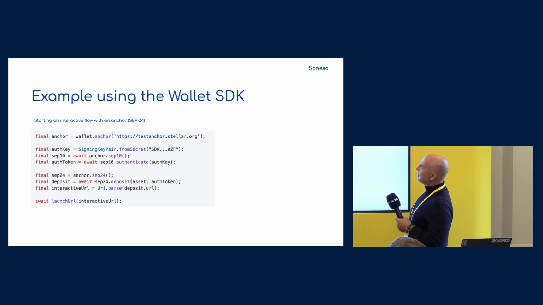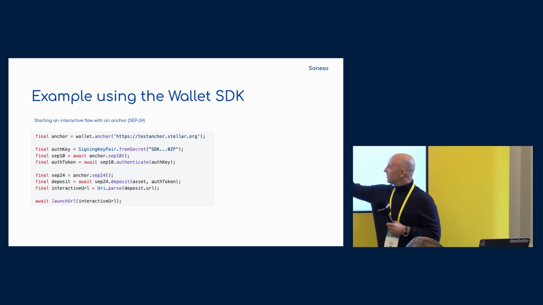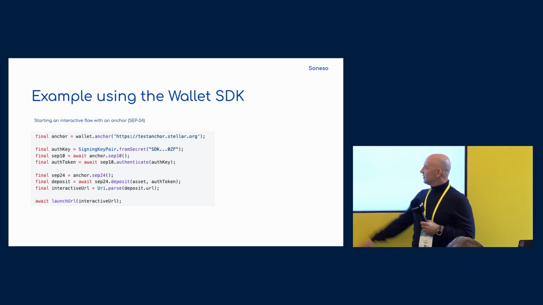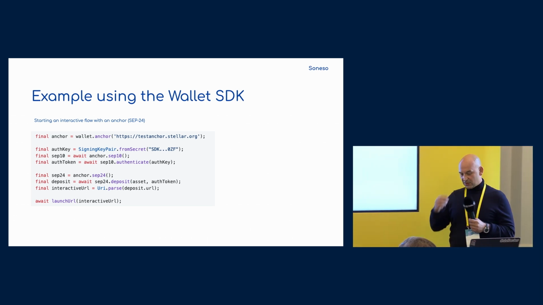This is for starting an interactive deposit flow with an anchor. First, it's using SEP-10 to authenticate with the anchor. You get the authentication token, and with this you can start the interactive deposit. That's it. It's 10 lines of code.